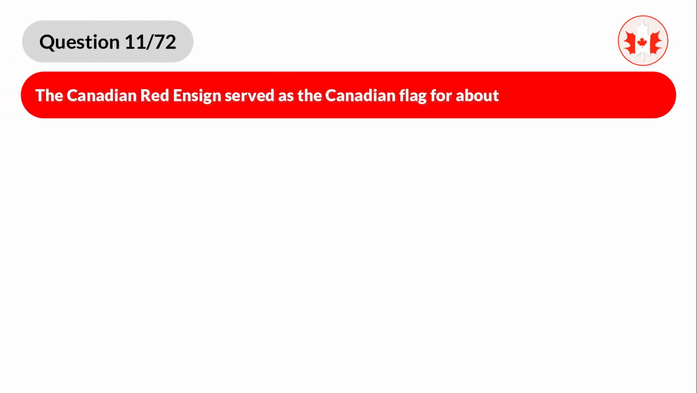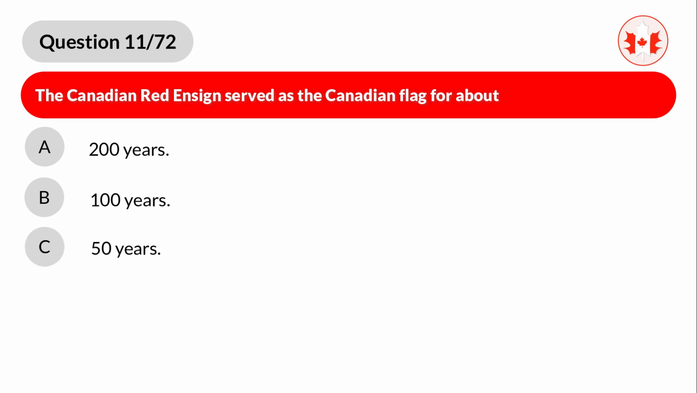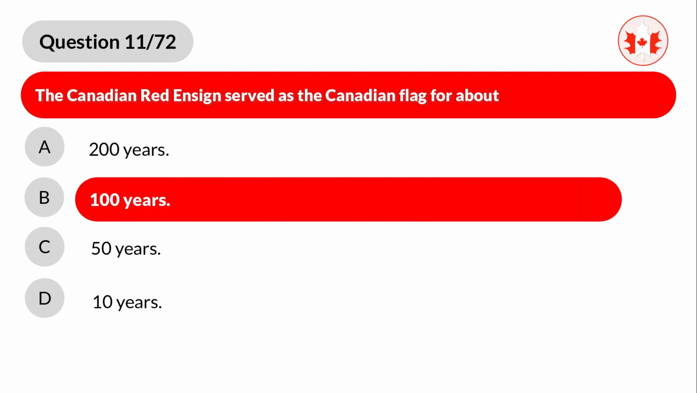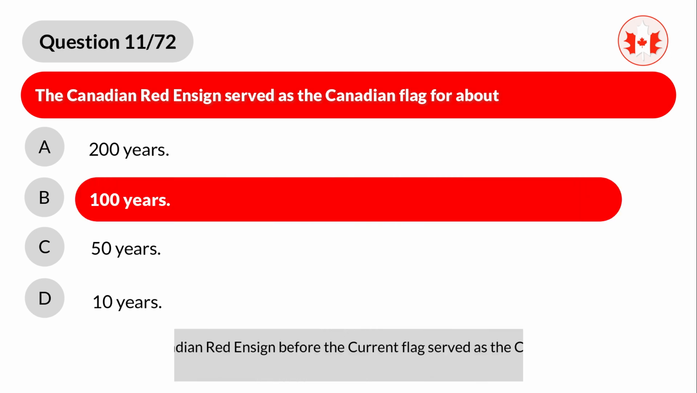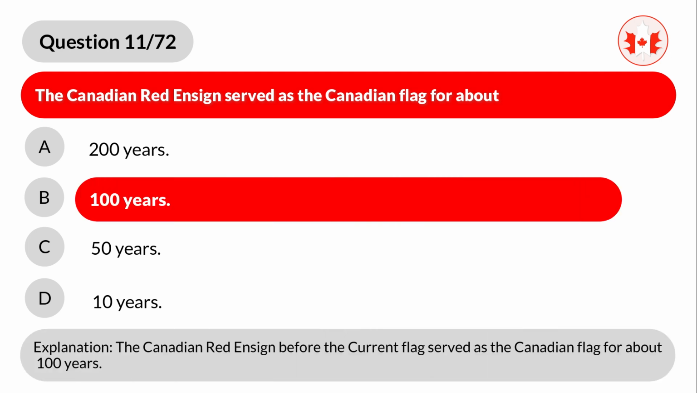Question 11. The Canadian red ensign served as the Canadian flag for about: A. 200 years. B. 100 years. C. 50 years. D. 10 years. The correct answer is B. 100 years. Explanation: the Canadian red ensign before the current flag served as the Canadian flag for about 100 years.